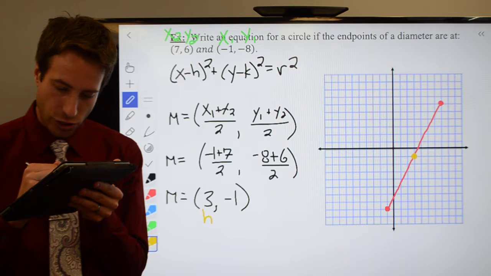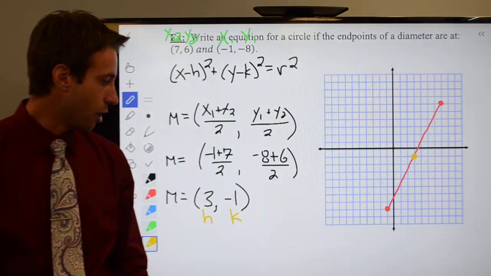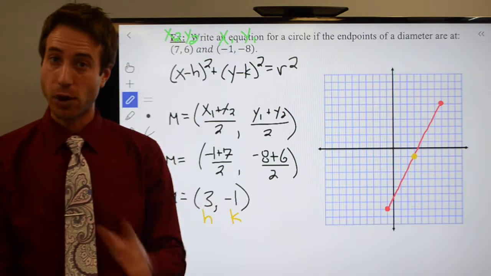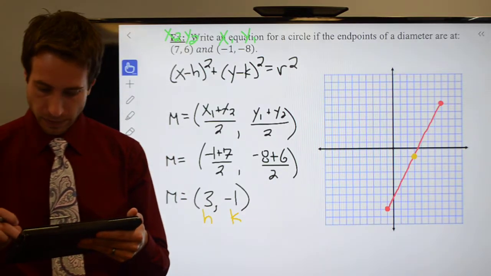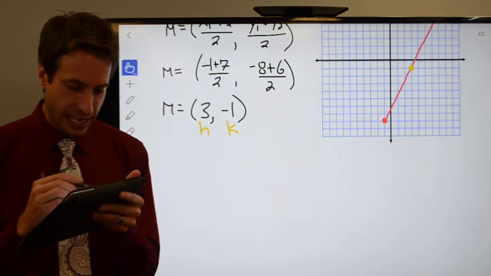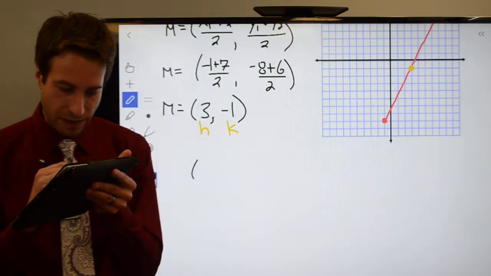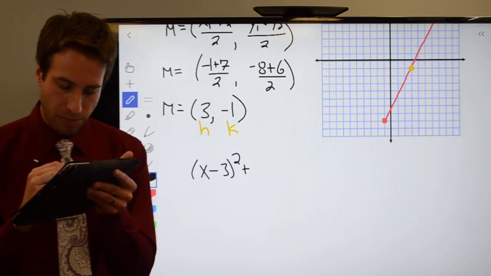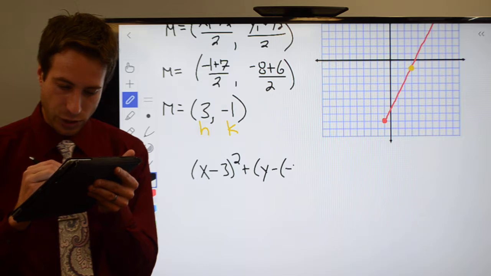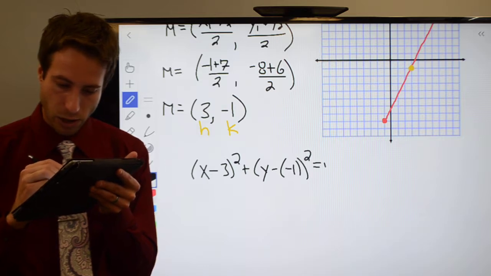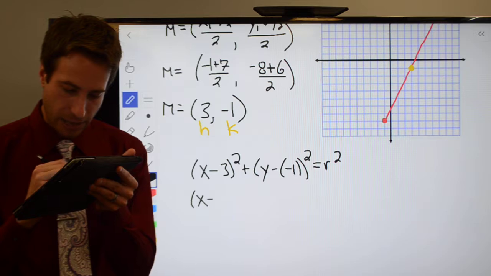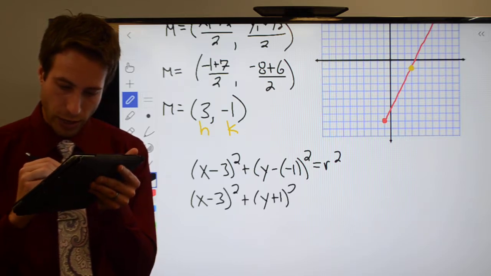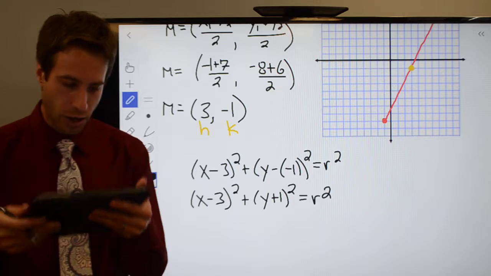So I know h and I know k. Go ahead and plug in h, k. So I will have x minus h, which is 3, squared, plus y minus k, which is -1. Careful, watch your signs. Equal to r squared. So here's what I've got: (x minus 3) squared plus (y plus 1) squared is equal to r squared.